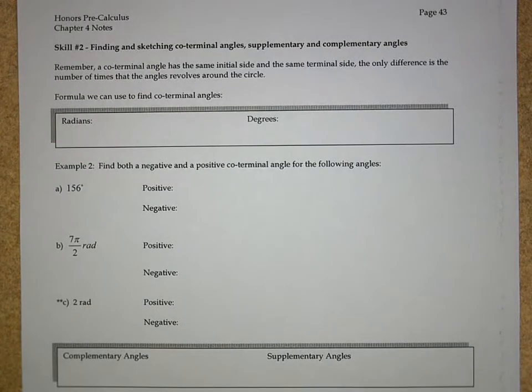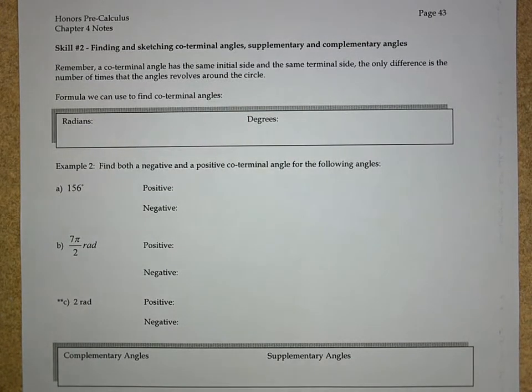The next skill we're going to look at is finding a coterminal angle. A coterminal angle is an angle measurement that has the same ending point as another angle, but the only thing that's different is you go around the circle a different number of times. So we're going to set up two formulas, one for radians, one for degrees, that's going to find coterminal angles.